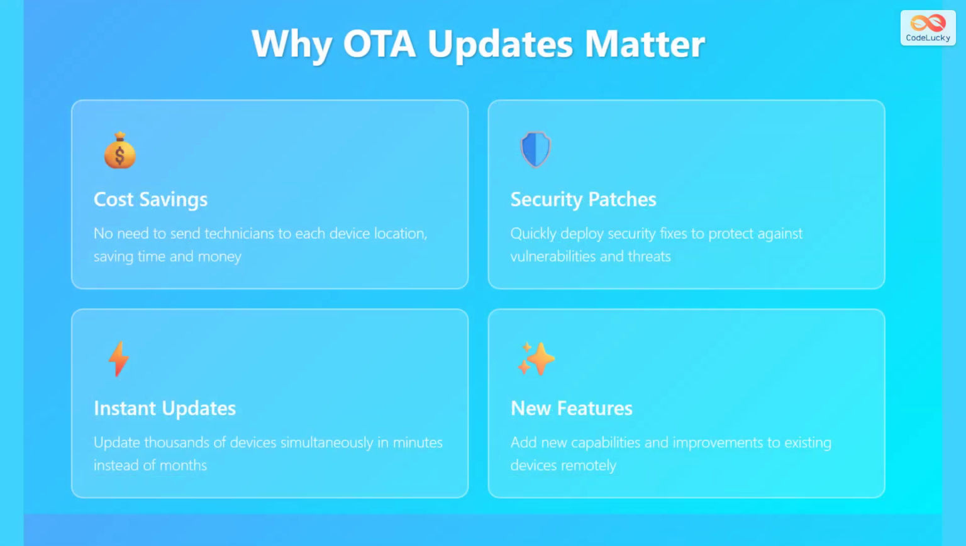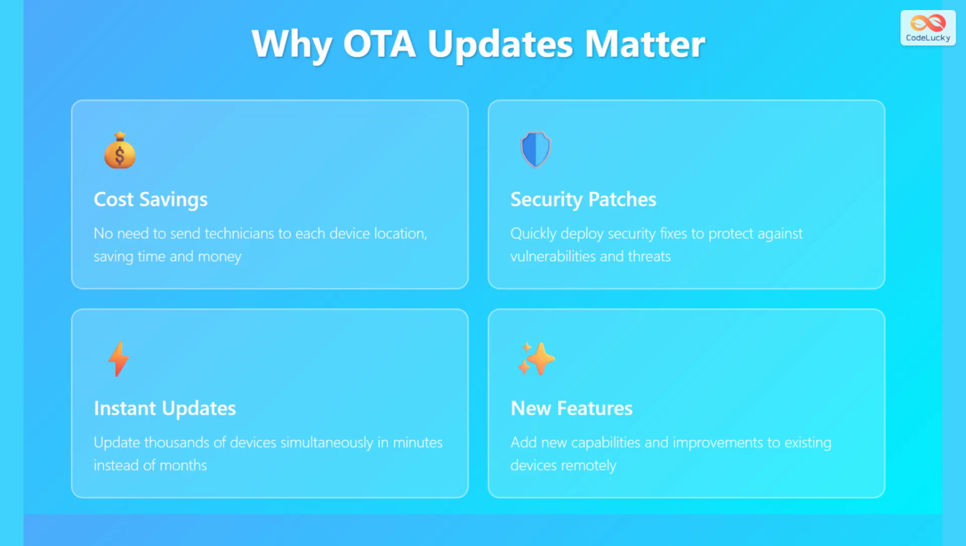OTA updates matter for several critical reasons. First, they provide massive cost savings. Imagine having thousands of sensors deployed across a city. Without OTA updates, you would need to send technicians to each location for every software update. This is not only expensive but practically impossible at scale.